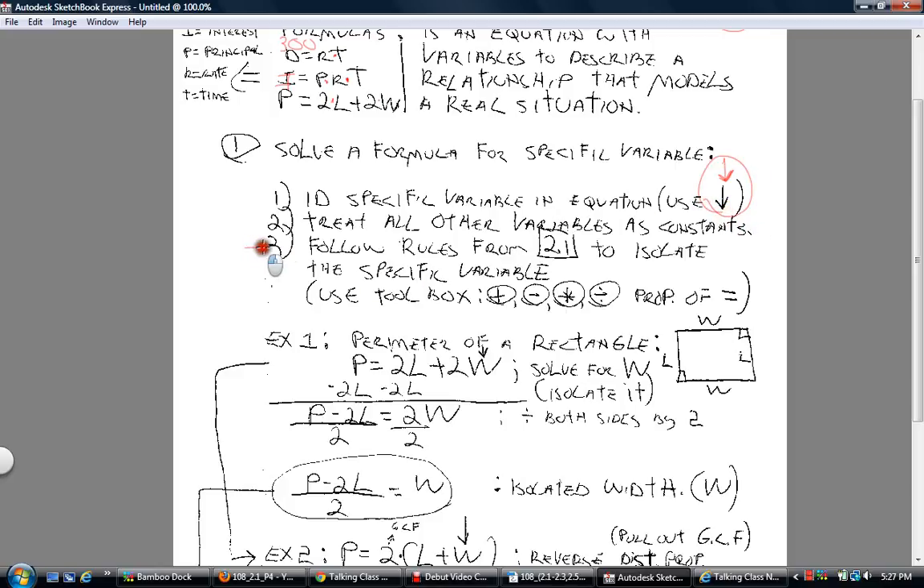Step number 3, use your properties of algebra. You go into your toolbox: addition, subtraction, multiplication, division, combining like terms, the distributive property. You're going to use those to isolate the variable. Okay, so let's take a look here.